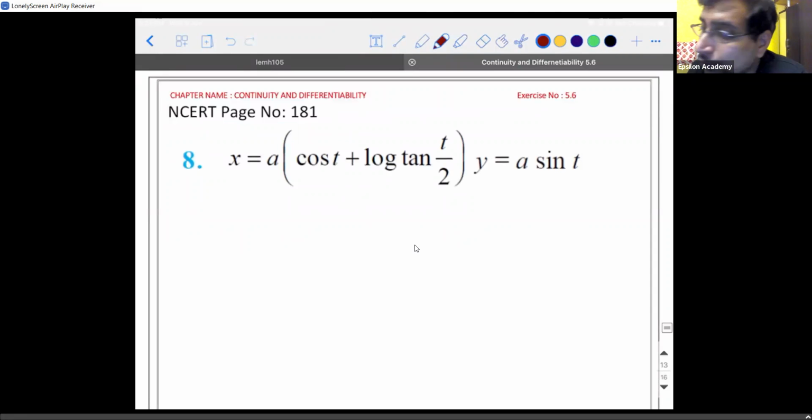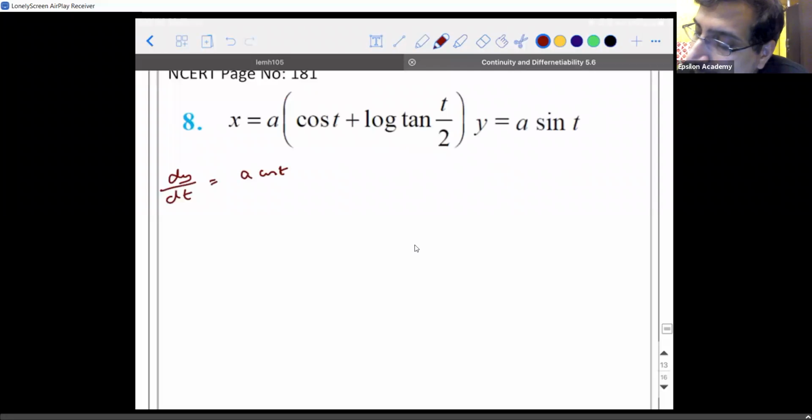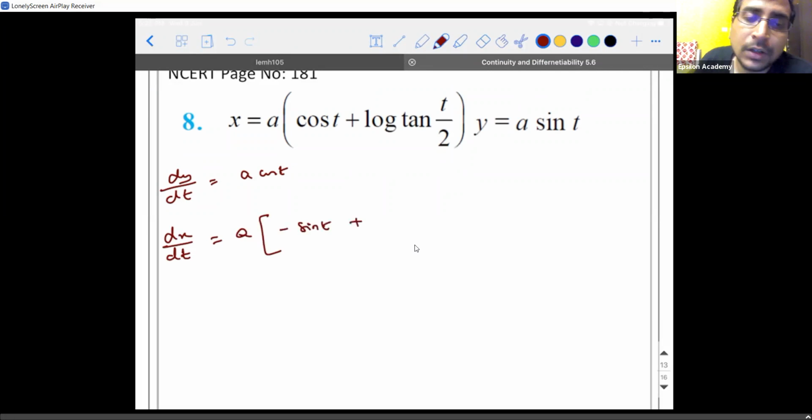So I think I'll have a space constraint for this also. Let me see. I think y is easy. So dy by dt is equal to a cos t, guys. Dx by dt will be a into derivative of cos s, minus sin t plus what is the derivative of log of tan t by 2?